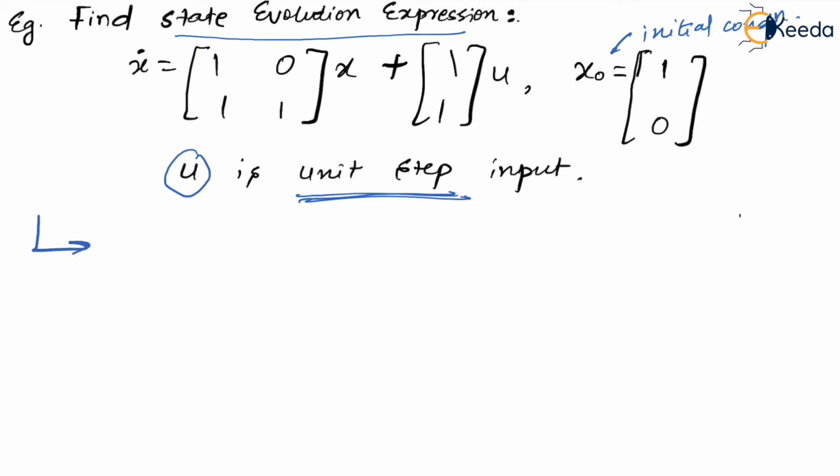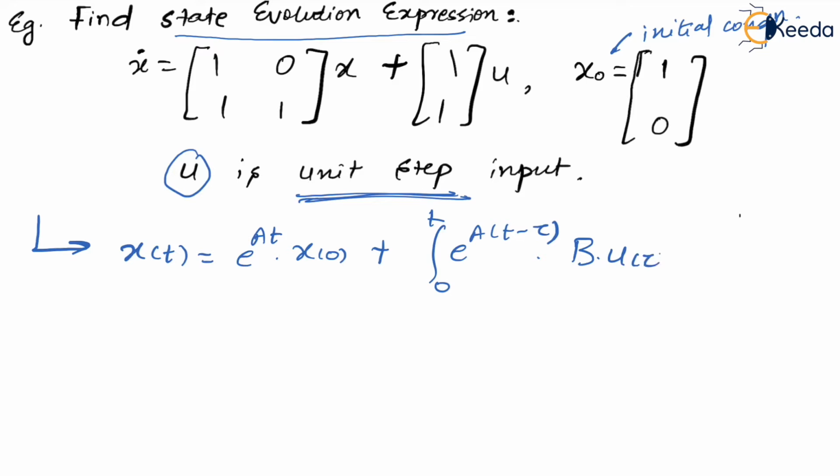What do we want? Let us write that first. We want x of t equal to e to the power At into x of 0 plus the integration from 0 to t of e to the power A(t minus tau) B u of tau d tau. This is what we need. The main expression you need is this e to the power At first, because it is going to be a very important thing. So let us try to find e to the power At first.